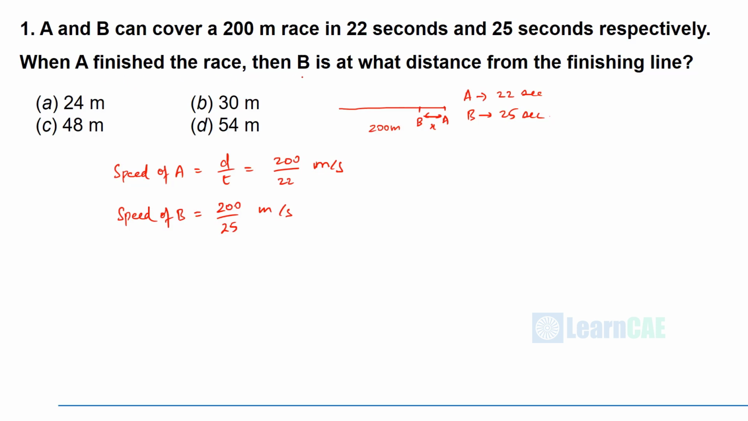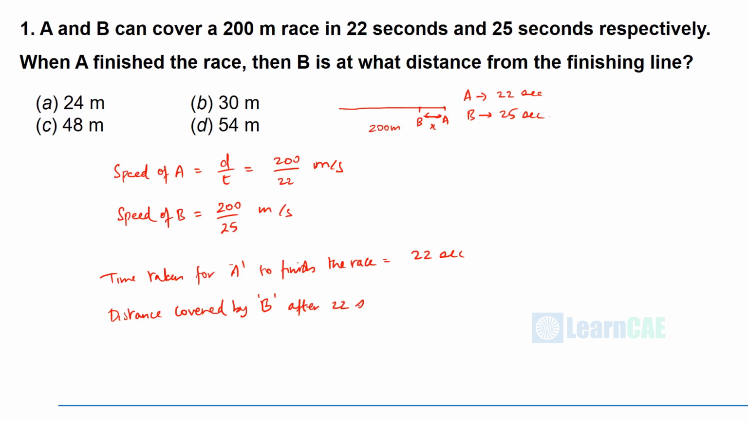They are asking when A finishes the race, then B is at what distance from the finishing line. Time taken for A to finish the race is equal to 22 seconds. So distance covered by B after 22 seconds is equal to speed of B into time taken, that is 22 seconds. This will be equal to speed of B, which is 200 by 25, into time taken, which is 22.